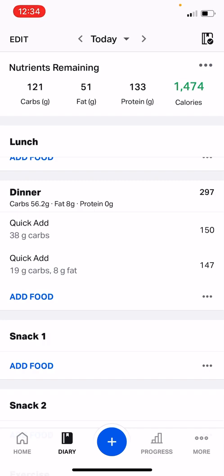Okay, hope that's helpful. This is going to help you track more accurately and not get too crazy and still stay within your calorie balance. All right, hope that was helpful.